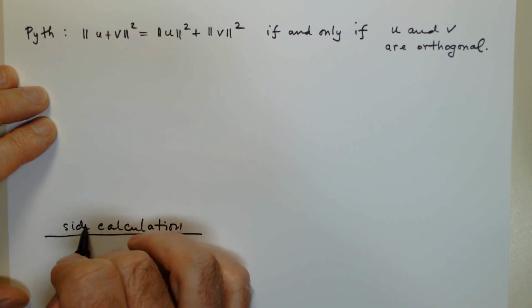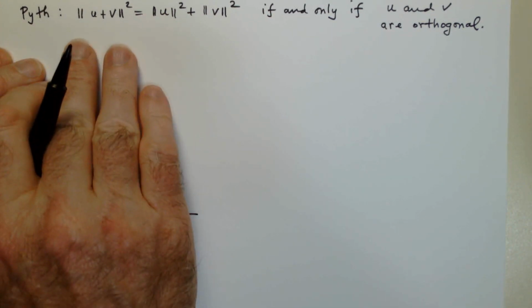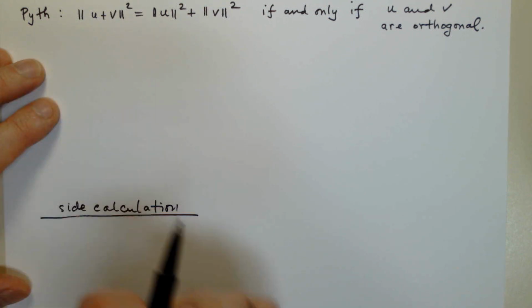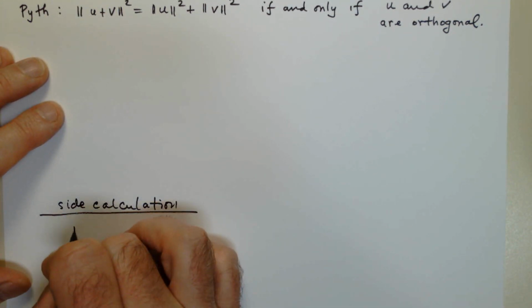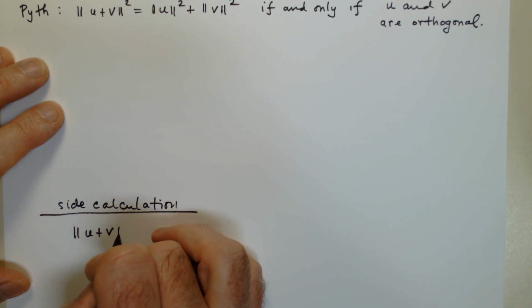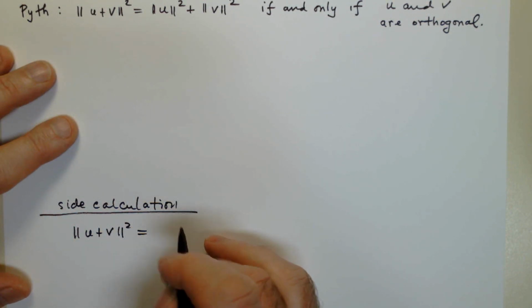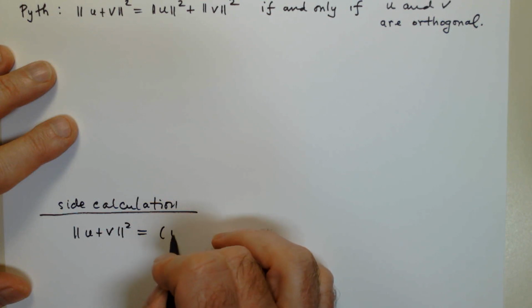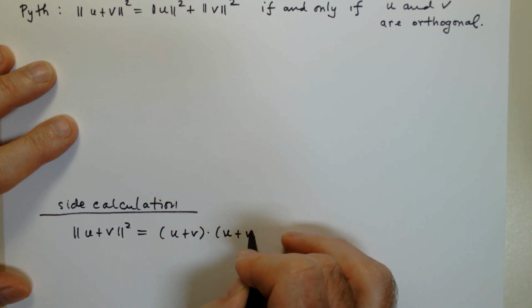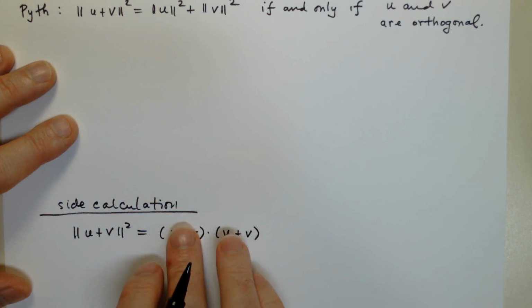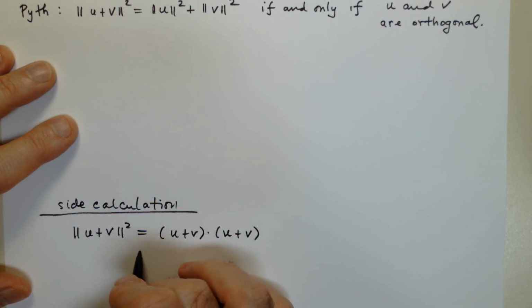A little side calculation here. Now remember, anytime I'm working on a length of a vector squared, I can always interpret that as a dot product. So let's take a look at this. The length of u plus v squared can be thought of as u plus v dotted with u plus v. Now, we can work this out using the distributive law.